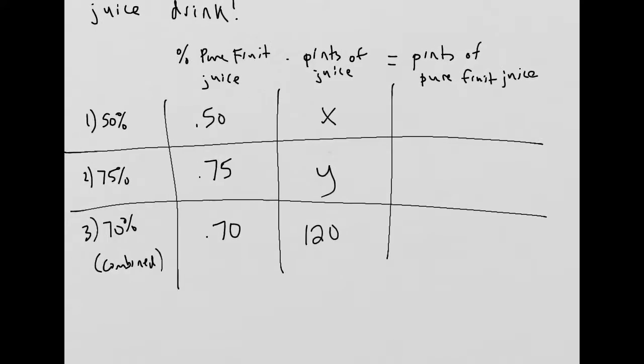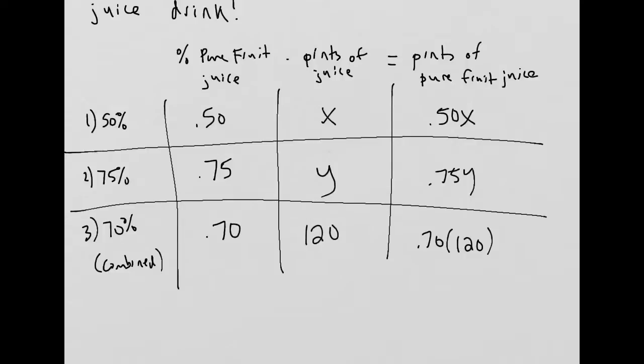So the first one we've got, if I want to figure out just how many pints of pure fruit juice that I've got, well, I would take the percent that's pure fruit juice and multiply that by the number of pints of that juice that I'm using. So in this case, it would be 0.50 times x. The second one would be 0.75 times y. And then the third one, I've got two numbers there, so I would just take my 70% times 120.